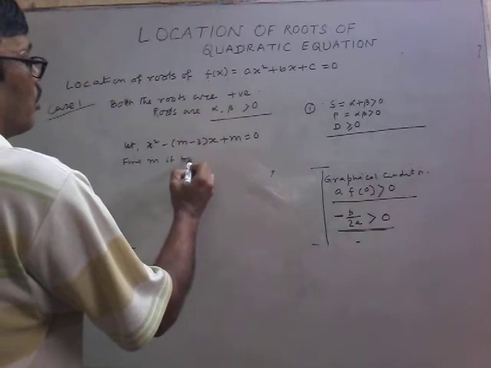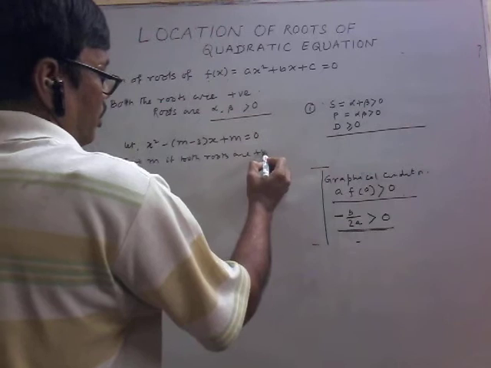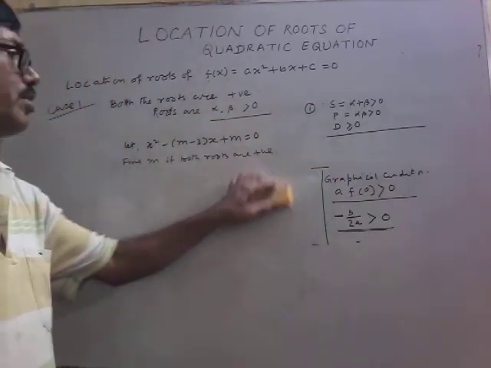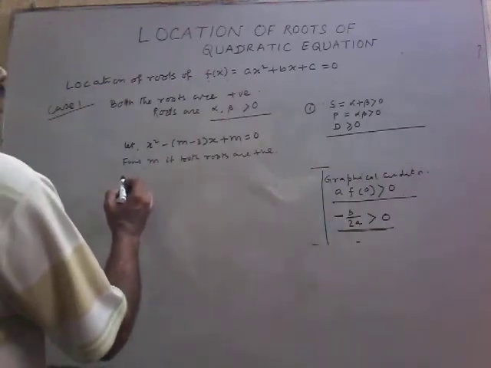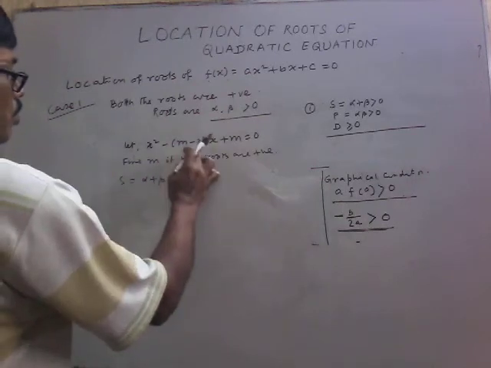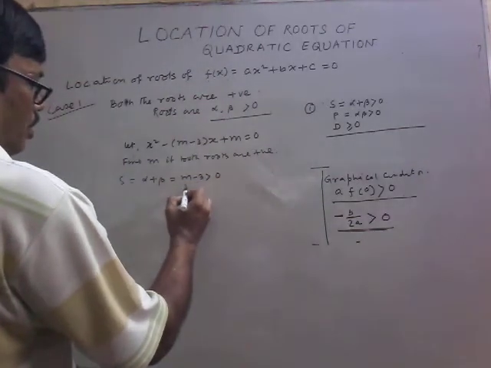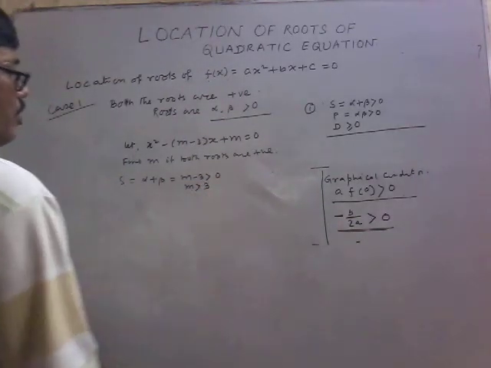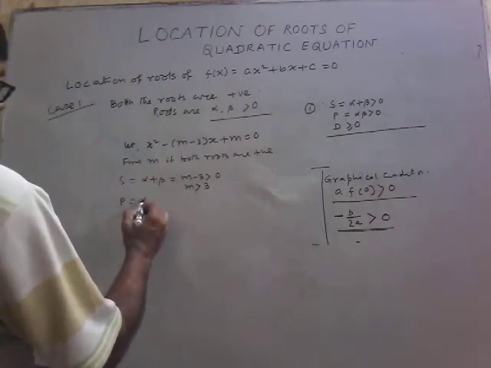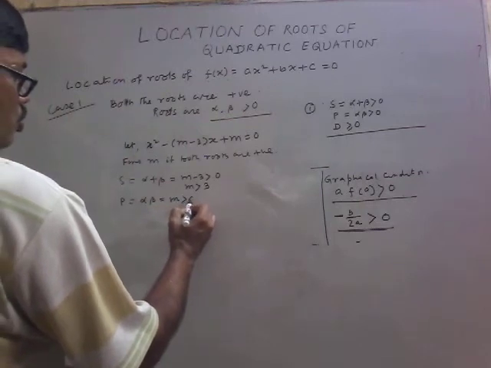if both roots are positive. This case is very simple. Without graph you can say. So what is s? Alpha plus beta, sum of roots, equals to m minus 3 greater than 0. Therefore m greater than 3. For product, alpha beta, m greater than 0.